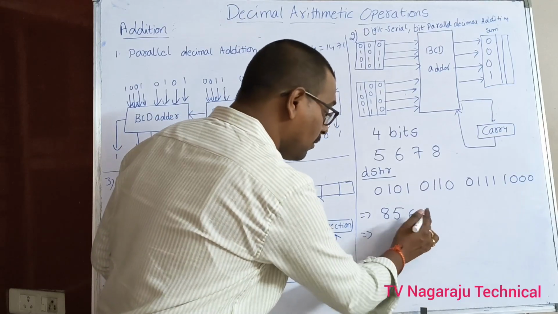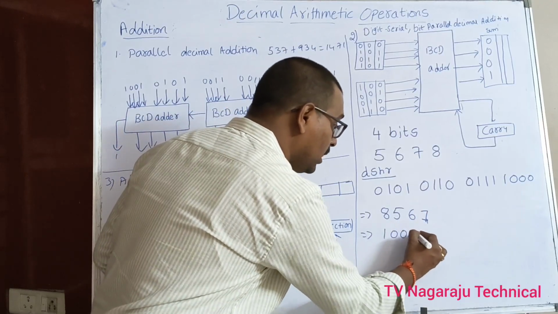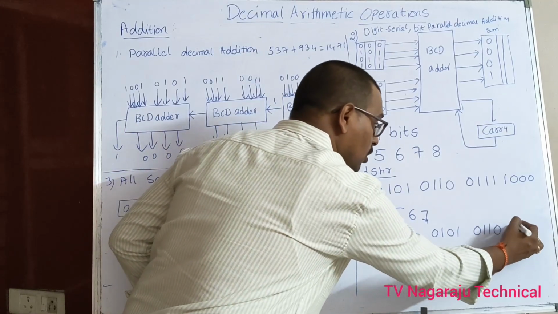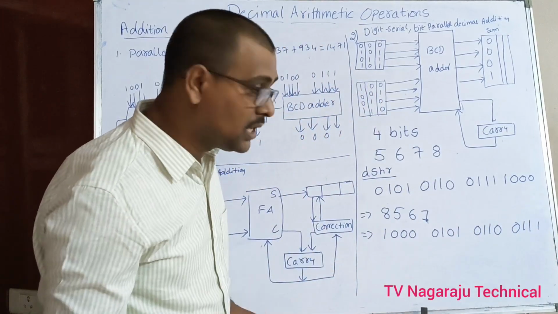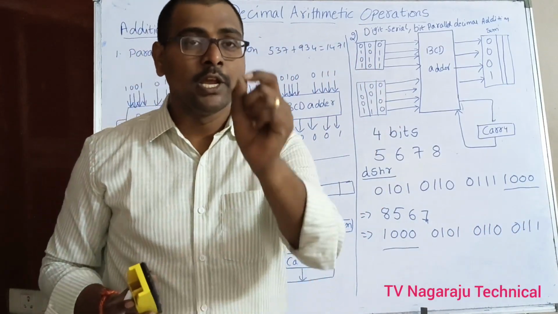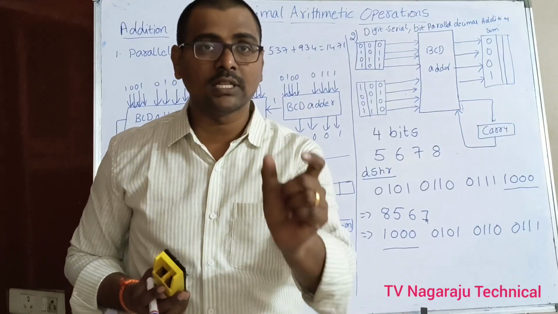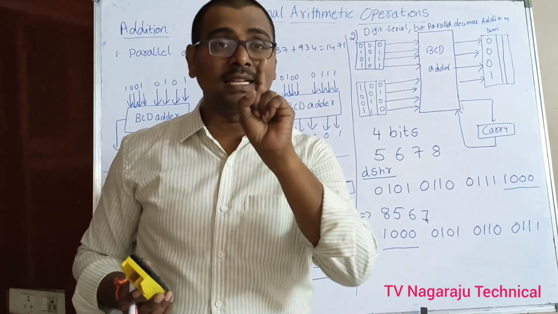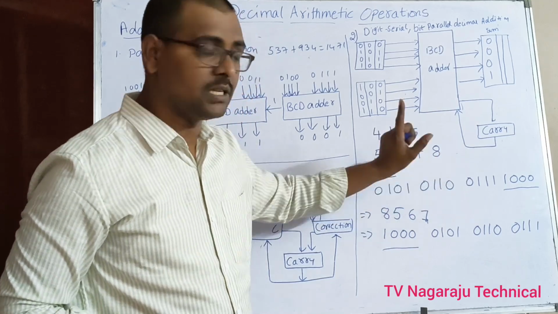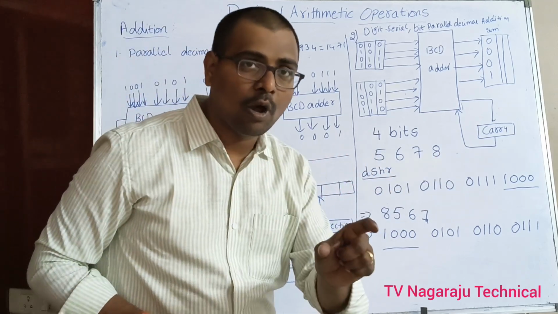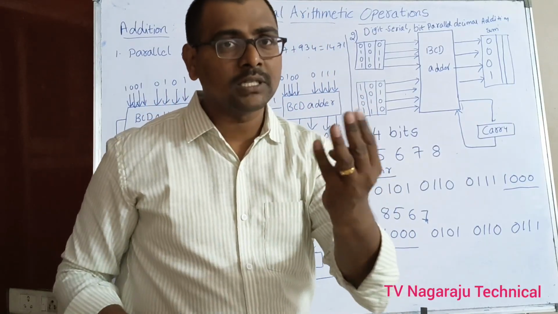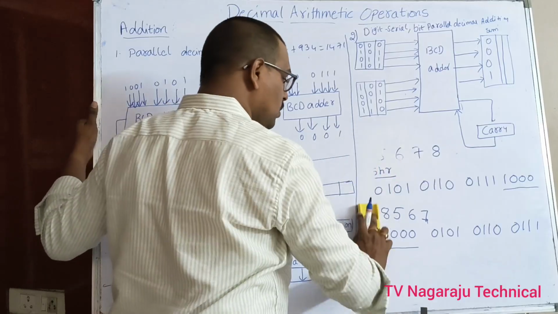Now, what is it in the BCD representation? 1000, 0101, 0110, 0111. If you observe carefully, 4 bits are shifted. That means you are performing one operation in the sense 4 bits are considered as a single unit. Why? We are performing operation on the decimal. Clear? These are the micro operations that we are performing. Suppose if you are incrementing by 1, 4 bits. So everything 4 bits only.